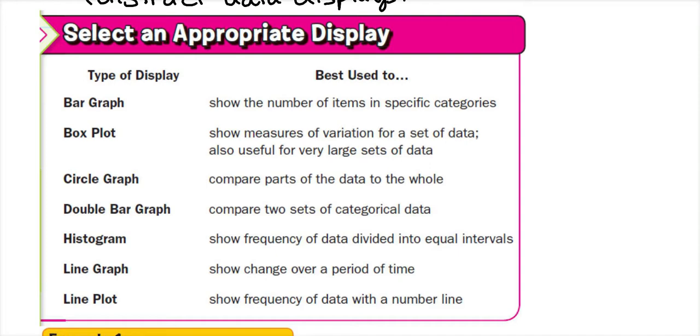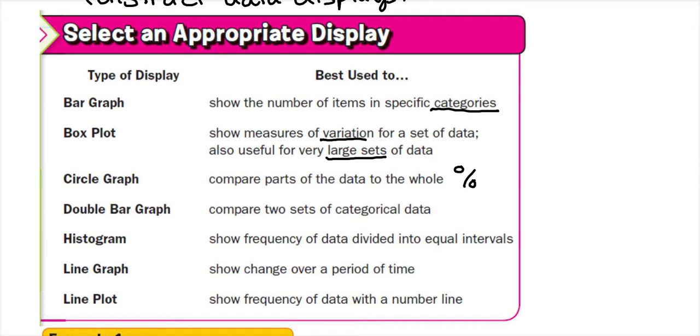And then a box plot shows measures of variation for a set of data, also useful for large sets of data. We talked about box plots back in the last part of the unit, whenever we talked about comparing populations. Circle graphs compare parts of the data to a whole. In other words, this is the percent. Let's write that here, and let's underline some key phrases. This is for categories. This one shows variation and large sets. Circle graphs show percents.